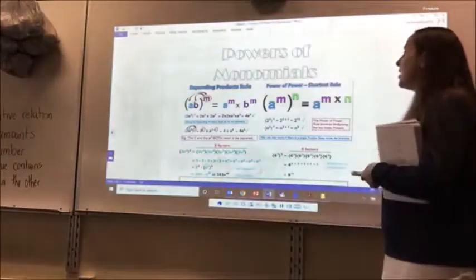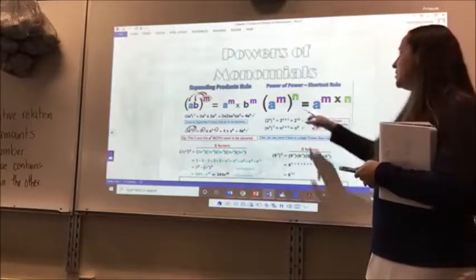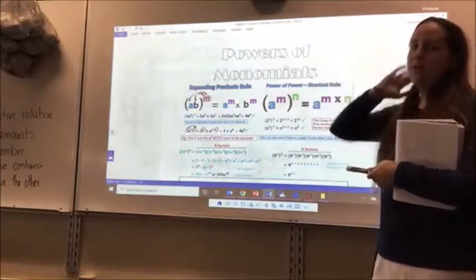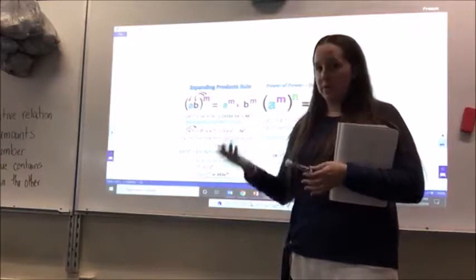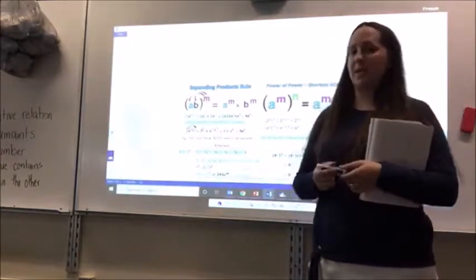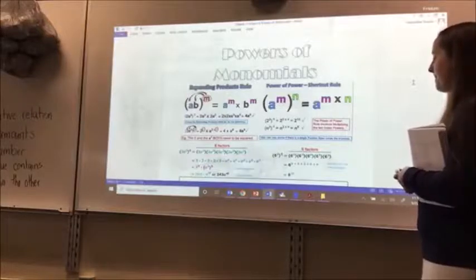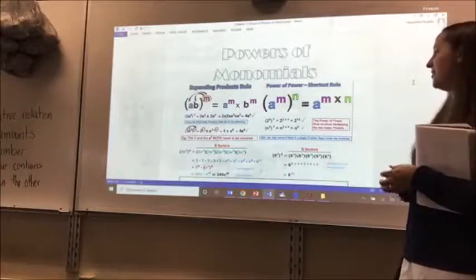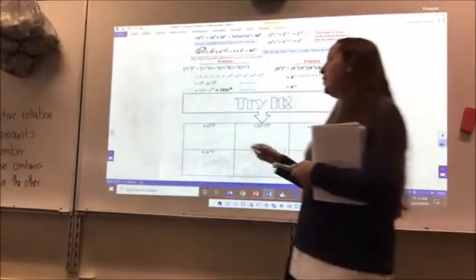Okay. I also have the power of powers shortcut rule. So basically what that means is when I have something inside raised to a power, so I have a to the mth raised to the nth power, so it's raised to a different power, I can multiply those exponents together. So this only works if there's a single positive base inside the brackets. Let's look at an example.